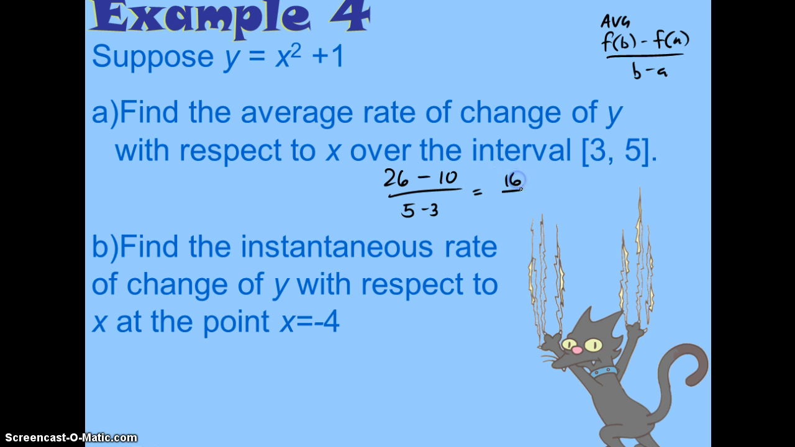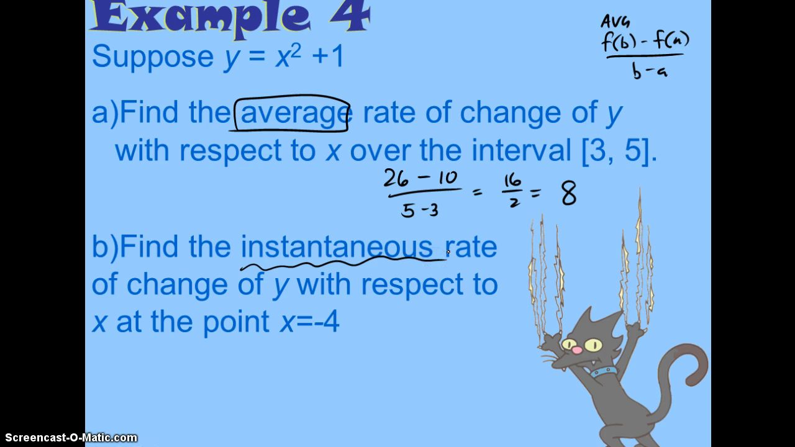These problems should not be hard, but you're going to probably occasionally get one wrong because you're just in a hurry to make it a hard calculus problem. But the buzzword here is average. When you get the word average, we just want to use the regular slope formula. Instantaneous is our calculus word.